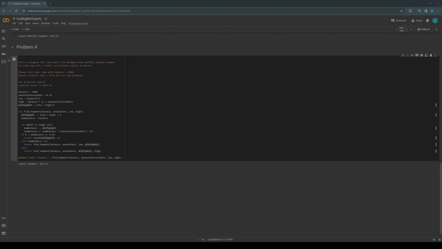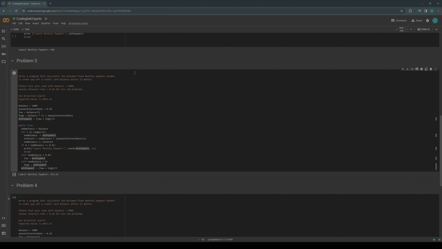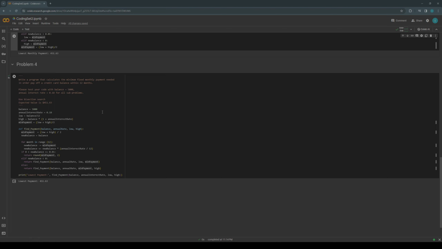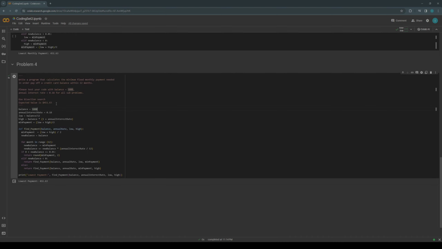It is, in essence, exactly like problem 3, which is up here, where we created a program that calculates minimum fixed monthly payments needed in order to pay off a credit card balance within 12 months. And the only difference is that we are doing so recursively. So we are still using bisection search, we are still using a balance of 5,000 and an annual interest rate of 18%. So to start off, we are obviously setting our balance to 5,000. We have an annual interest rate of 18%.